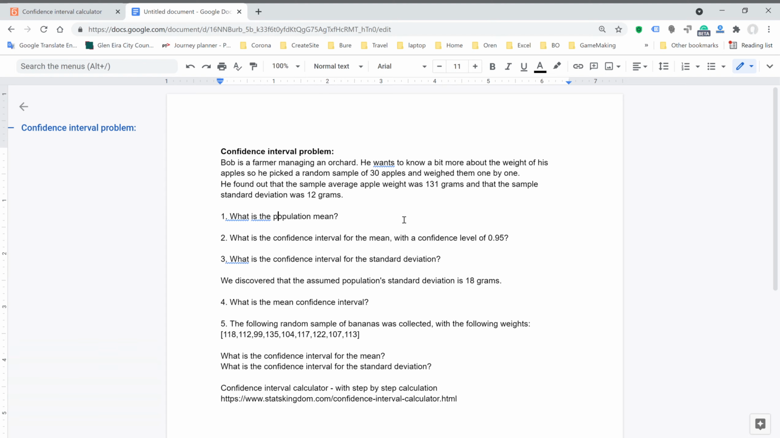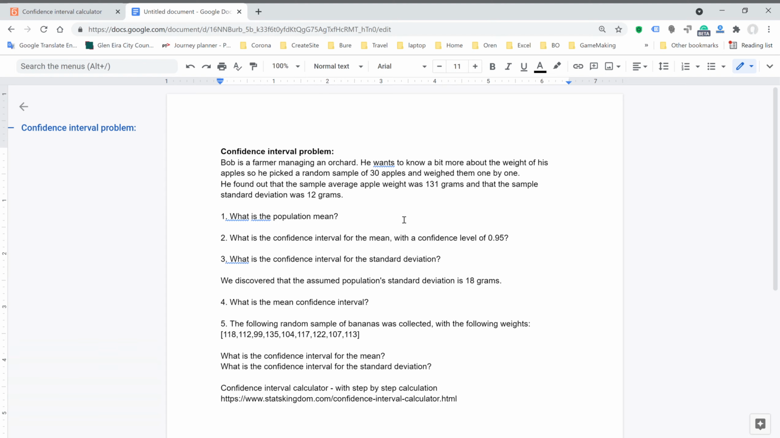Well, we really don't know. In order to know the true population mean, we would have had to weigh all the apples, and we don't have access to that. We only have access to the weights of 30 apples.